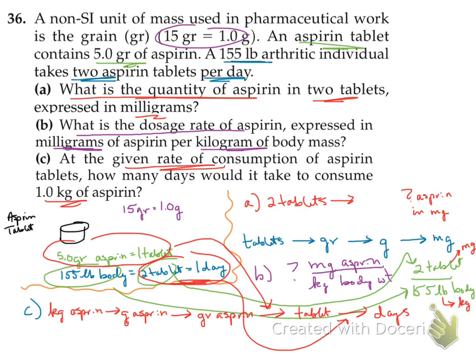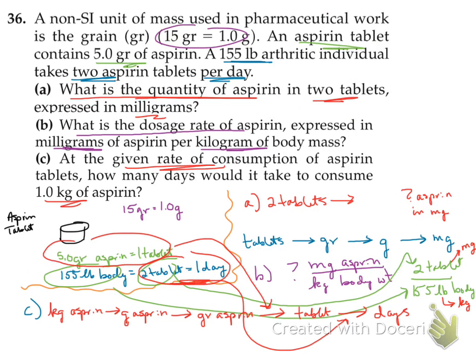Okay, you can see they introduce a new mass. You're like, grains, right? 15 grains is equal to 1.0 grams. Too bad they both start with the letter G. So GR is grains, G is grams. Okay, so I wrote that down. I go get my cup of coffee. And then I read the paragraph again.